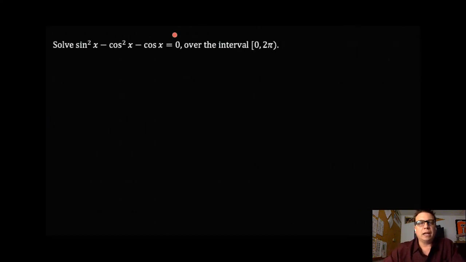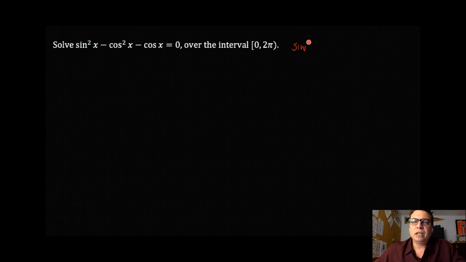But before we do that, we have an issue here where we've got sine squared x minus cosine squared x minus cosine x is equal to 0. So the problem here is that we've got two different trig functions, and for me to use quadratic type equations, I have to have the same trig function. So I'm going to have to do some work here. I'm going to have to change my sine squared x to something different, so that way I can simplify. So I'm going to have to use my Pythagorean identity.